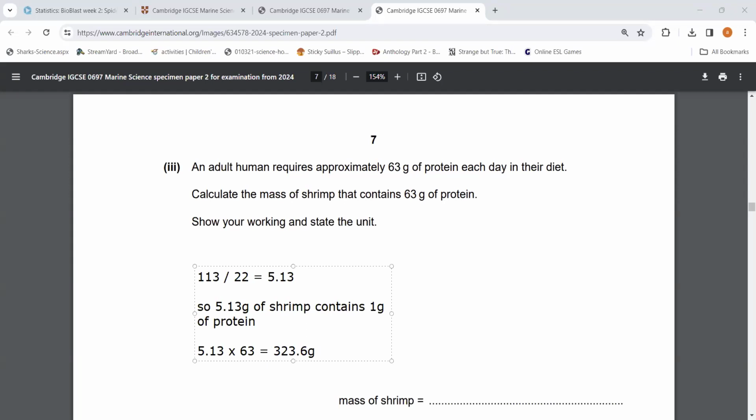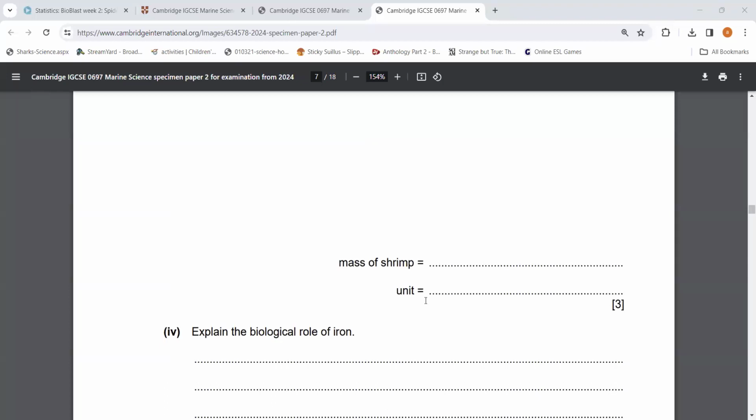So you can round that, and that would also be correct, or you can just put it in how it is, 323.6. And of course, remember that it's grams. So the mass of shrimp is 323.6, and the unit, it asks for the unit as well, is in grams. That's important. So I'd keep my working there, and I'd put 323.6 down here, and in the unit box I would put grams. And that's your 3 marks.